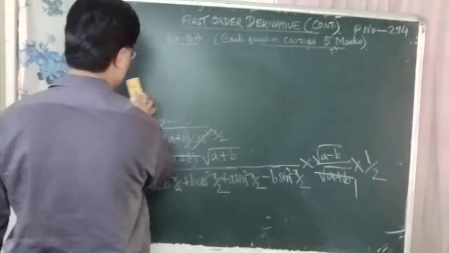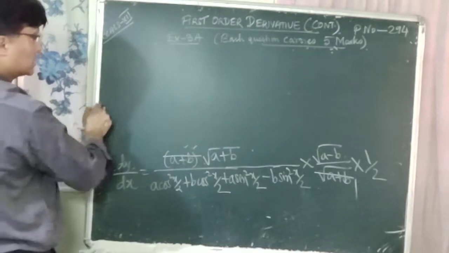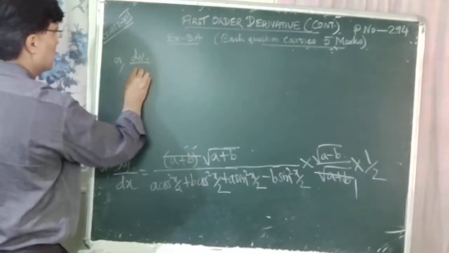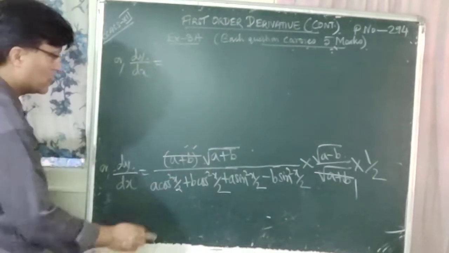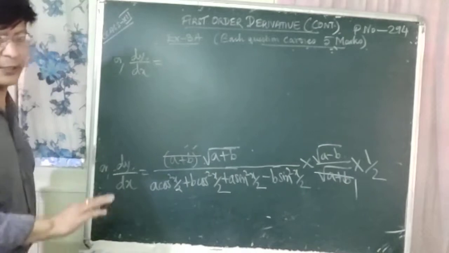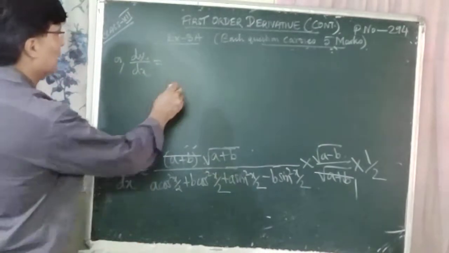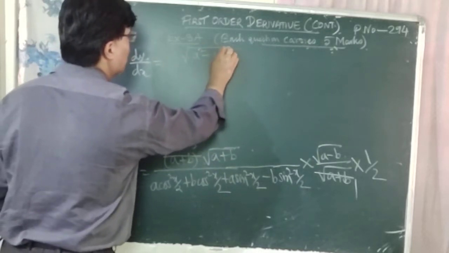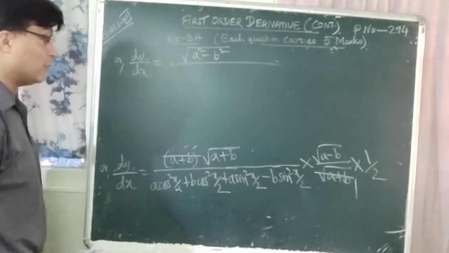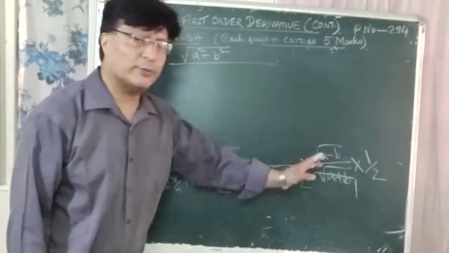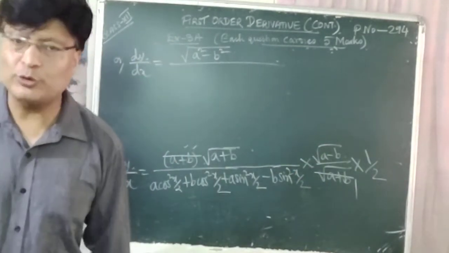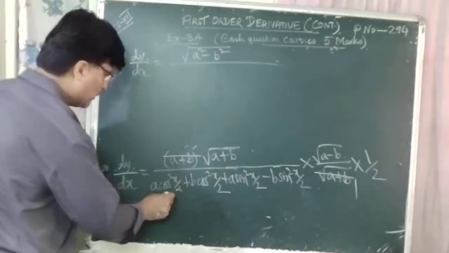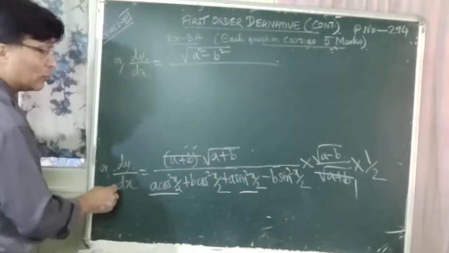So now in the next step, dy by dx is equal to, now here root over a plus b into root over a minus b. You can simplify it further, isn't it? That is root over a plus b into a minus b. So it will be root over a square minus b square, divided by this root over a plus b, root over a minus b, they are multiplied. Now here from these two terms, a is common.